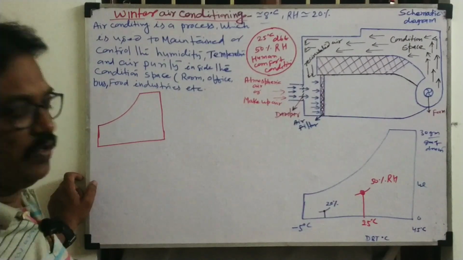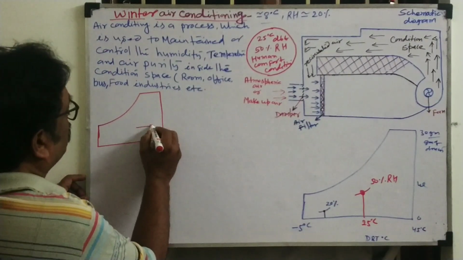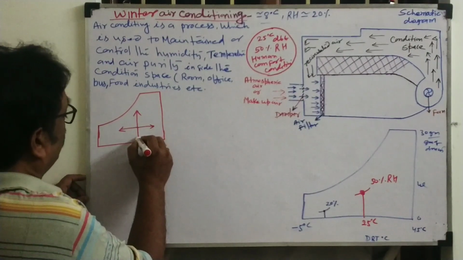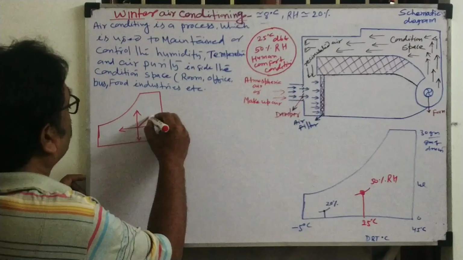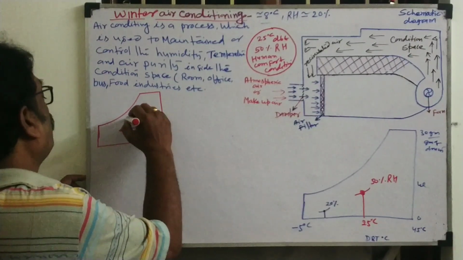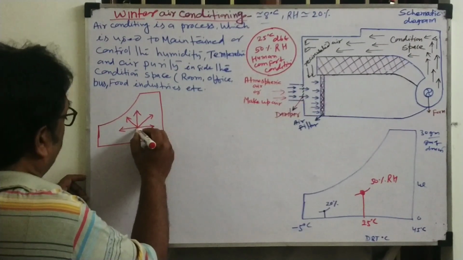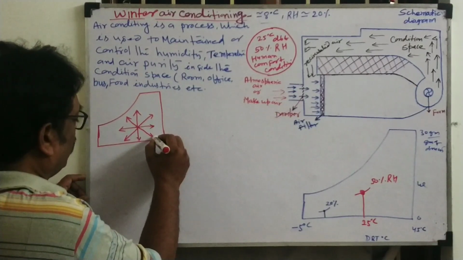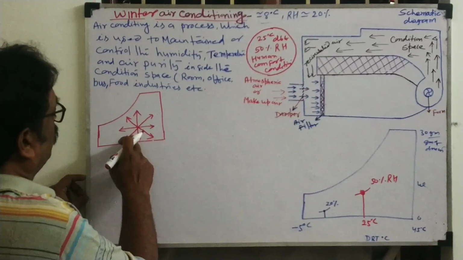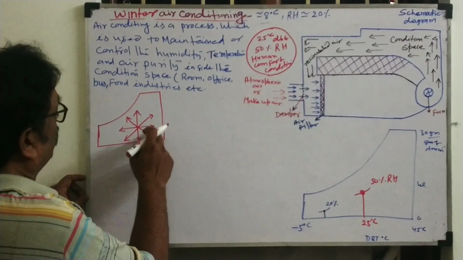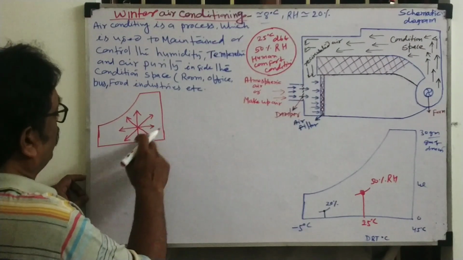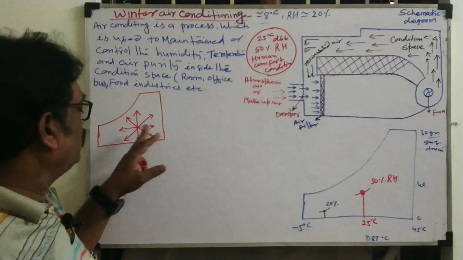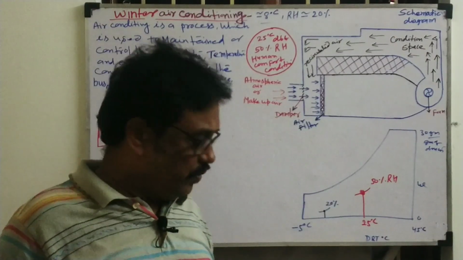We have 8 types of process. Already you know, this is called the heating process, this is the cooling process, the humidification process, the dehumidification process. This is heating and humidification, cooling and humidification, cooling and dehumidification, heating and dehumidification. These are the psychrometric processes. Based on these psychrometric processes, we will design the winter air conditioning.